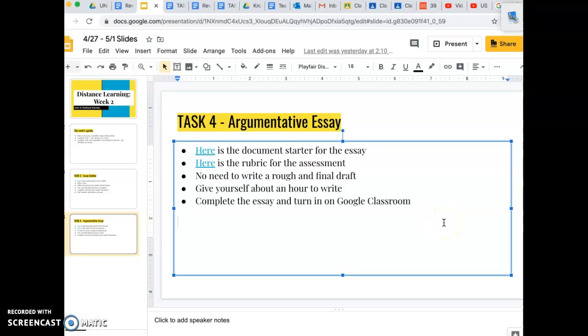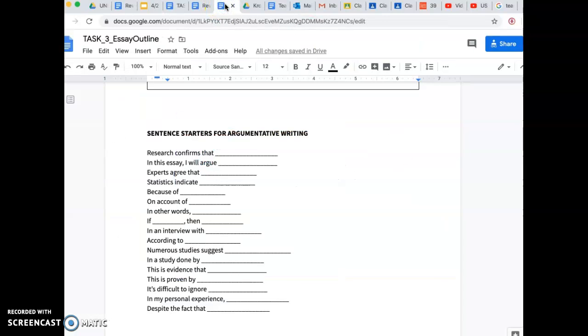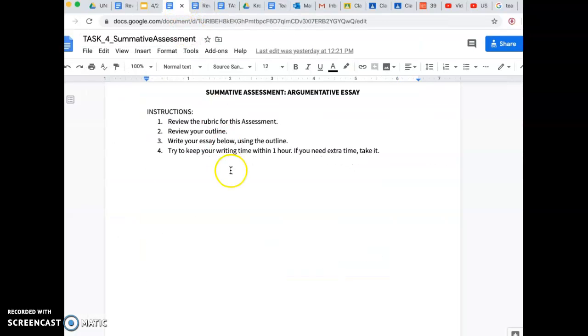Also, that said, if there's any specific questions you have for me about your writing or about this unit, about this course in general, go ahead and put them in your argumentative essay at the end. So in here, after you write your essay, just make some note and ask me a question, and that way I can help you out.